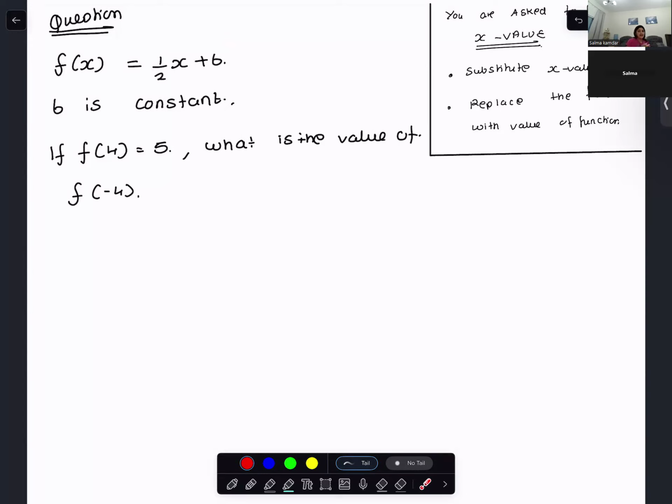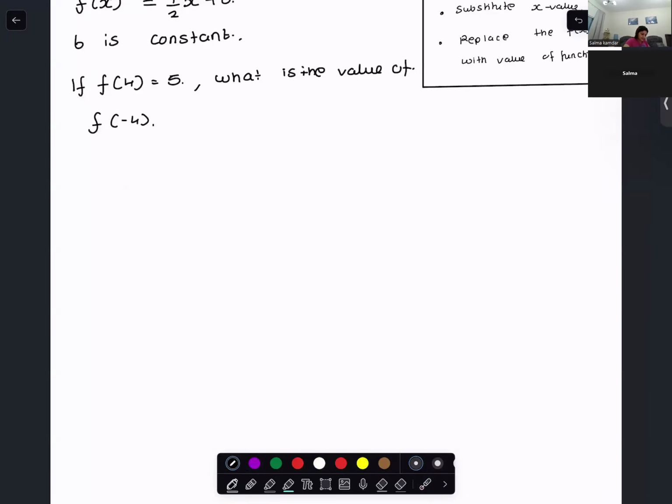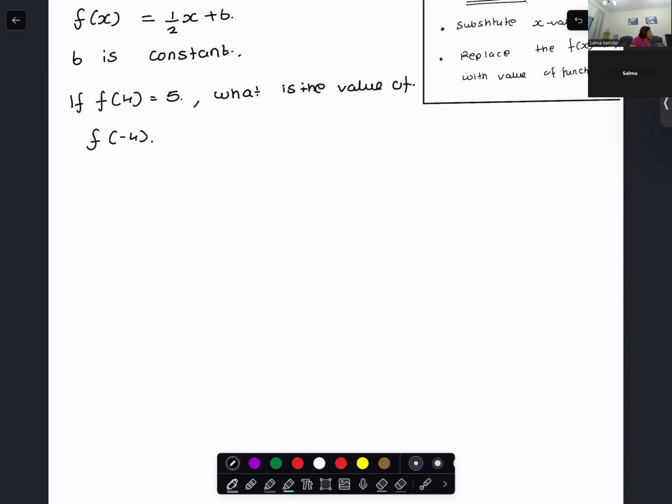We are given that we know the value of the function when x is equal to 4 is how much? We'll start. We know that the value of the function when x is equal to 4 is 5. So what I'm going to do, I'm going to replace the x by 4. When I replace this x by 4, I know the value of the function becomes 5. So this is my f of x. The function is half x plus b.